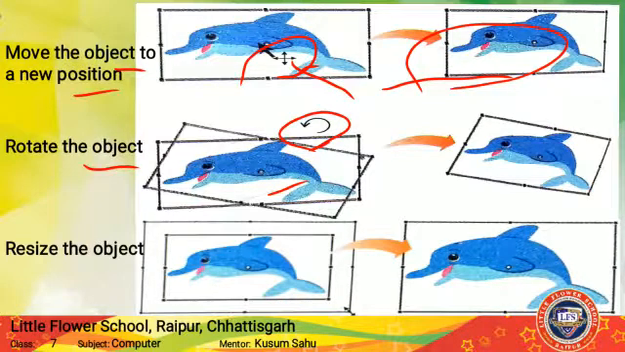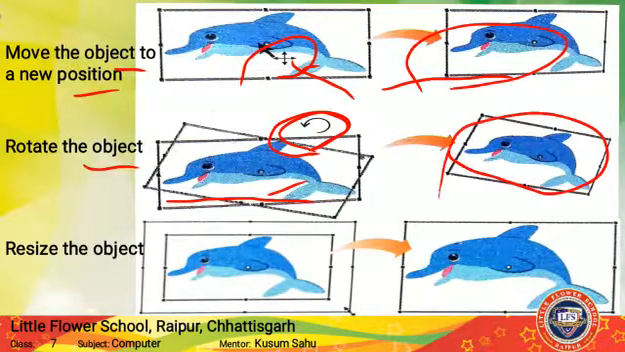We will drag this handle clockwise or anti-clockwise to rotate the object. Here you can see first the object will appear like this. After rotating it, the object appears like this. After that, resizing the object.